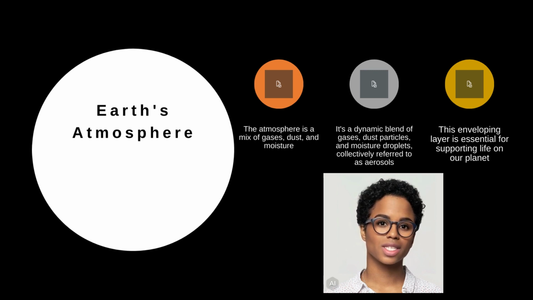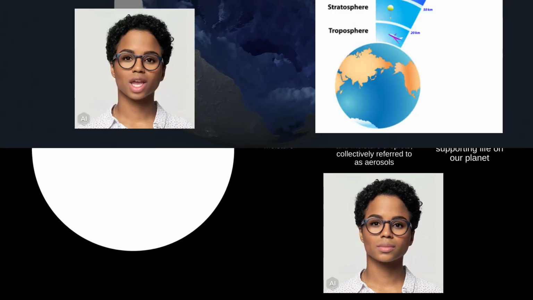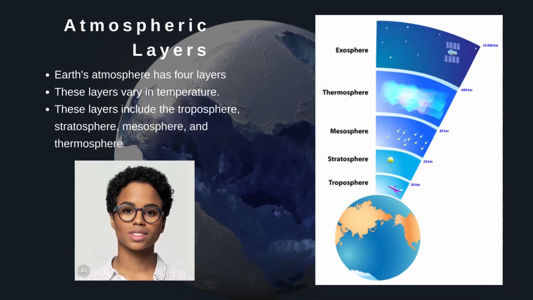It's a dynamic blend of gases, dust particles, and moisture droplets, collectively referred to as aerosols. This enveloping layer is essential for supporting life on our planet. Our atmosphere is divided into 4 distinct layers, each characterized by varying temperatures. These layers include the troposphere, stratosphere, mesosphere, and thermosphere.